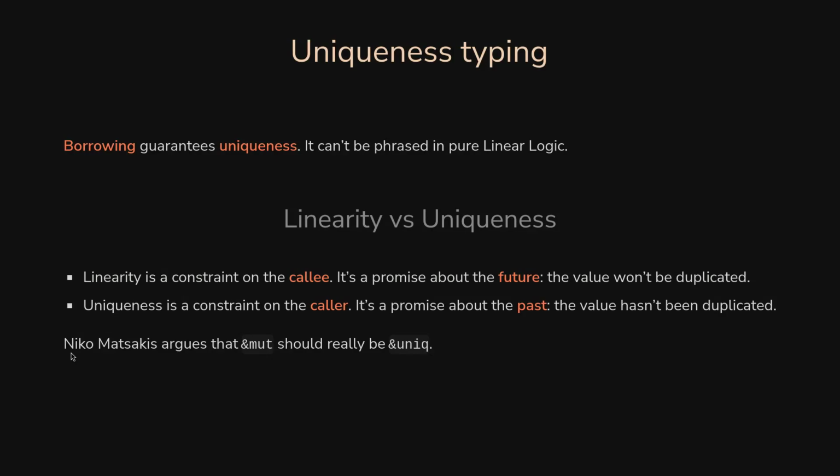Once again, you can split off a mutable borrow, but it is guaranteed to not have been duplicated, at least for the time it is alive, by the caller. And in fact, in Rust, we use mut, but Niko Matsakis, one of the core team members, argues that we should really call it unique instead of mut, because it turns out that mutability is one of the use cases, but really the property that mutable borrows give you is that something is not aliased.